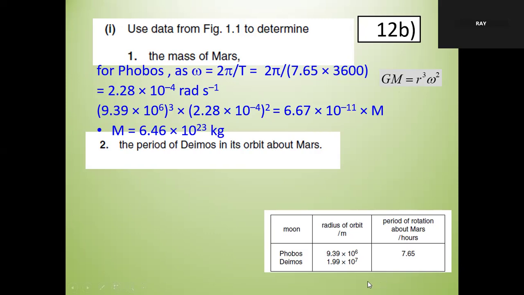Then we want to calculate the period. This one. So same thing, no? Play with this equation. That's all.